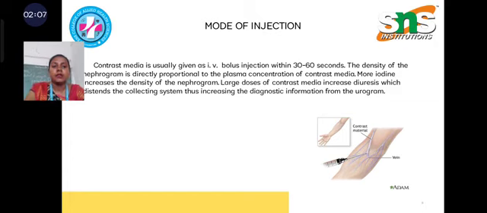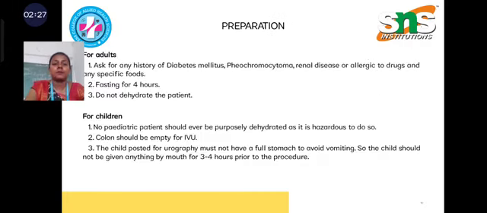The density of the nephrogram is directly proportional to the plasma concentration of contrast media. More iodine increases the density of the nephrogram. A large dose of contrast media increases diuresis, which distends the collecting system, thus increasing the diagnostic information from the urogram.